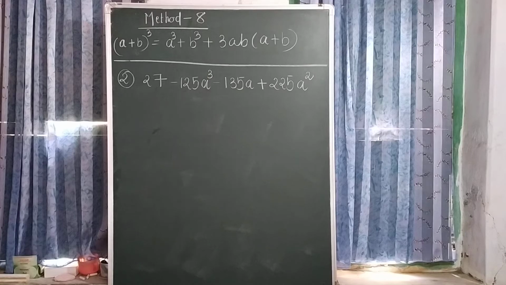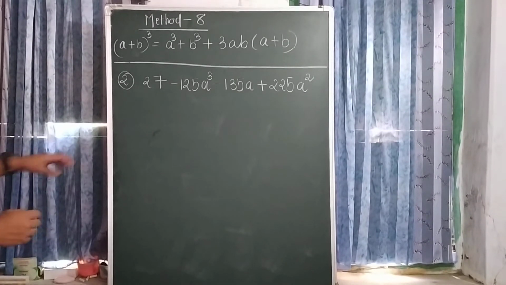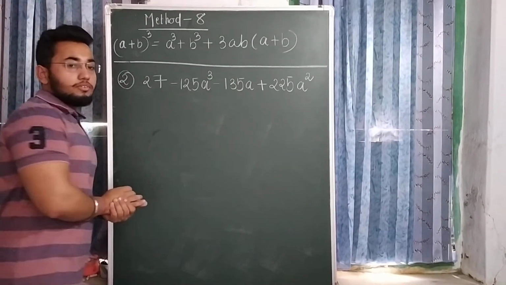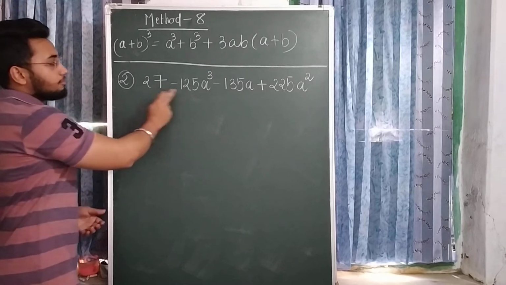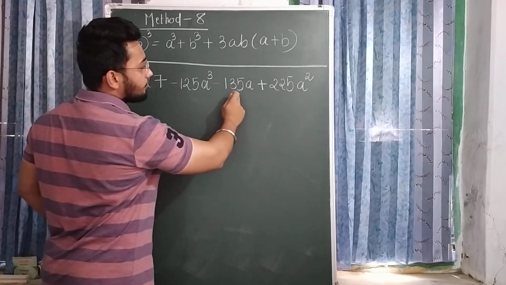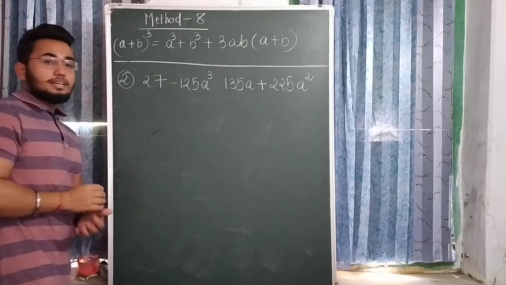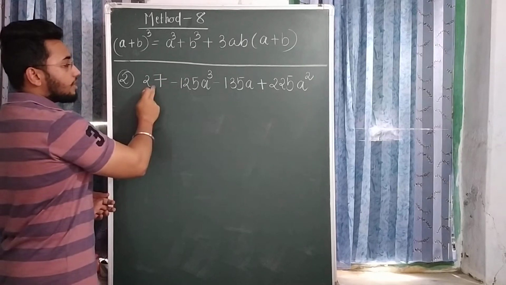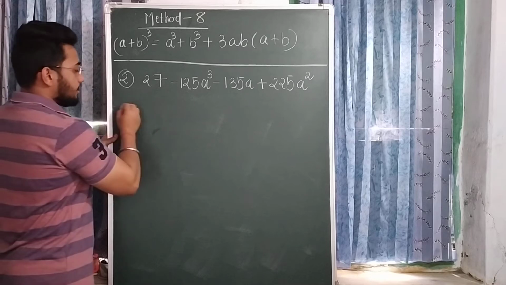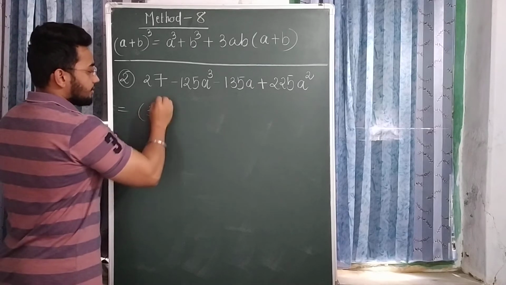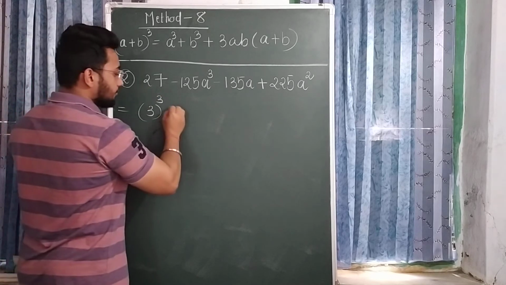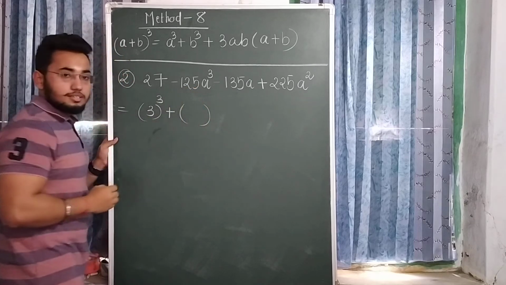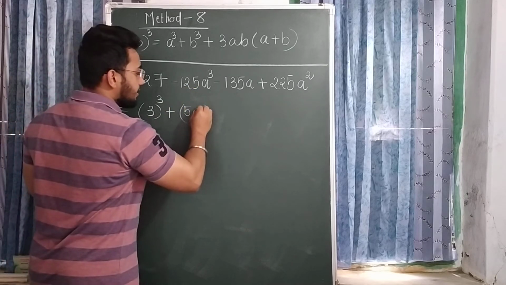Now second example. Again this is the expanded form. We just have to contract this. 27 minus 125 a cube minus 135 a plus 225 a square. Again compare this. This is a cube of which number? 3. This is 3 cube. This is 5a the whole cube.